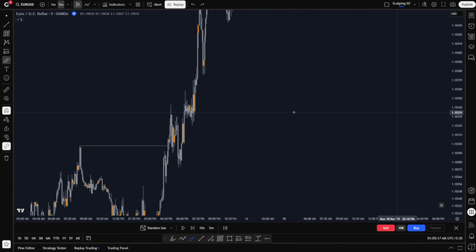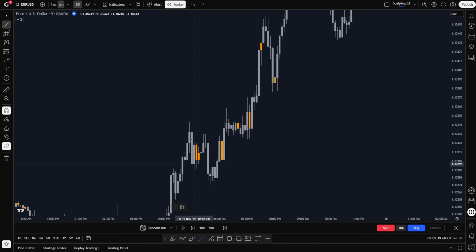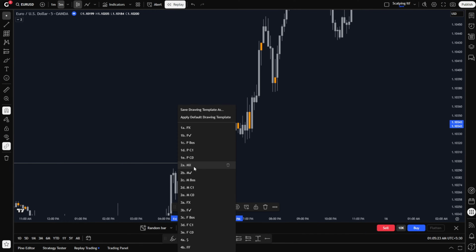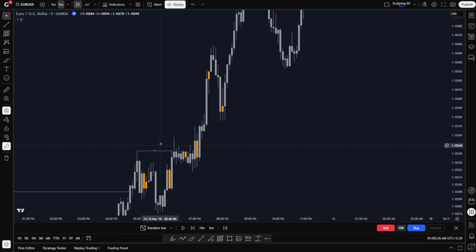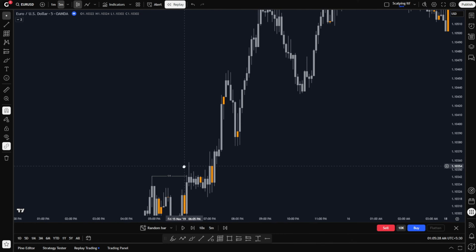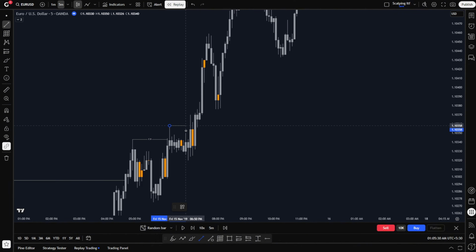What you have to do is start marking from this point. Let's mark this structure. This is pretty weak, so I will mark this as 0. This pullback is also pretty weak, so I will mark this as 0 once again.